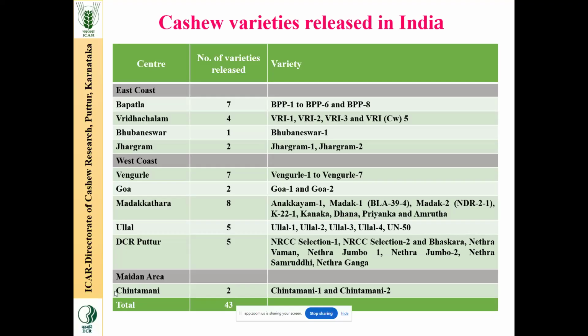NRC Selection 1, NRC Selection 2, Bhaskara, Netra Vamana, Netra Jumbo 1, Netra Jumbo 2, Netra Samruddhi, which is one of the recent varieties we released in 2025, and Netra Ganga. And coming to the plain areas, there is Chintamani 1 and 2. These are the varieties list, we can broadly say.